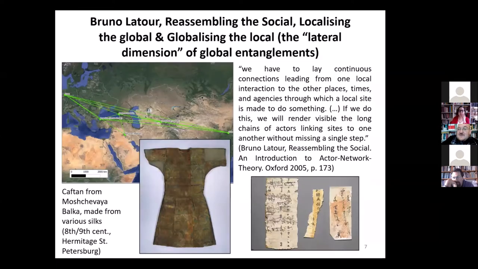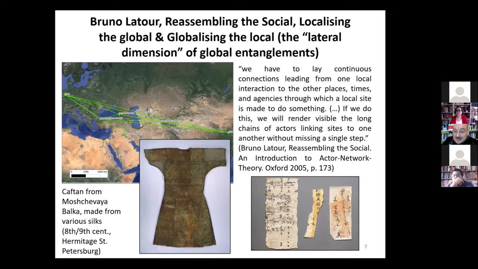And these narratives serve, however, a purpose which can be connected, and here I introduce some theory, to one of the ideas of Bruno Latour, who is one of the thinkers of what is now called actor-network theory: that in order to reassemble the social in terms of an accumulation of actants, of humans and non-humans, who together are able to bring something into existence, we have to localize the global, or to globalize the local. As he wrote, we have to lay continuous connections leading from one location, local interactions, to other places, times and agencies through which a local site is made to do something.